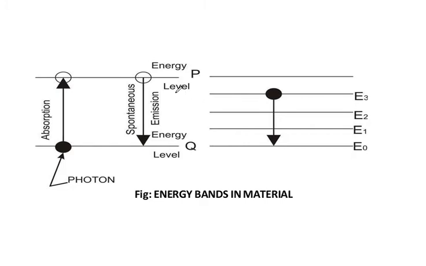And here you can see this is the energy level, this is the energy, this is the highest, this is the lowest. You can see absorption is occurring here, spontaneous emission is also occurring, and this is the energy band in a material.